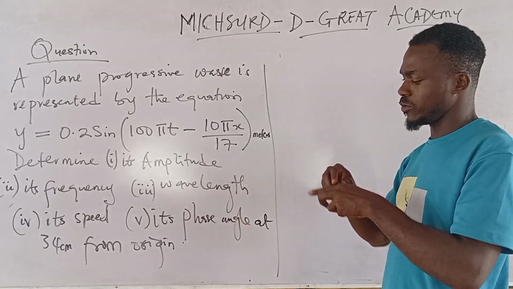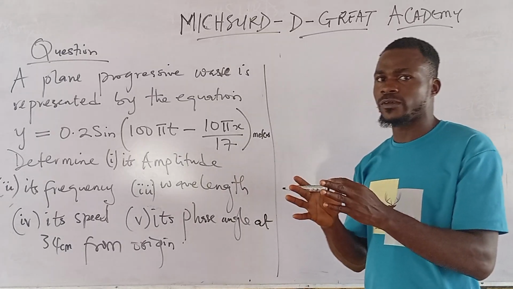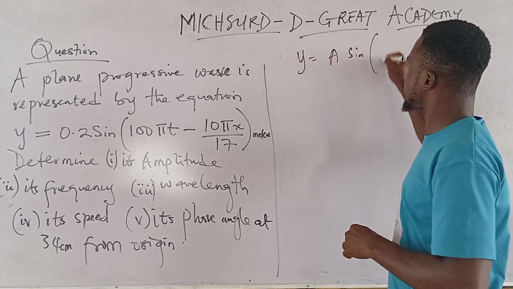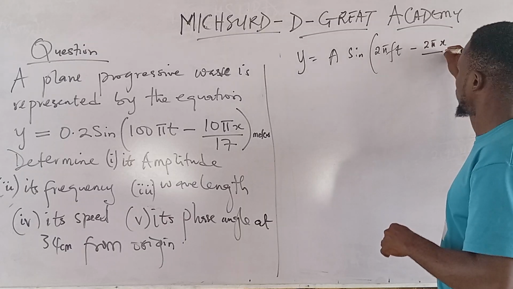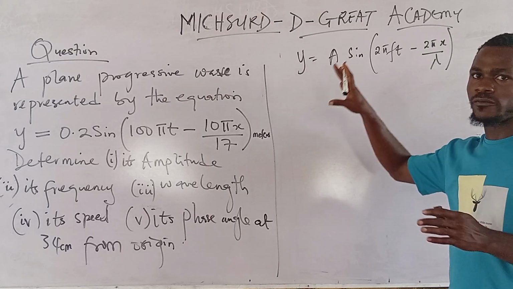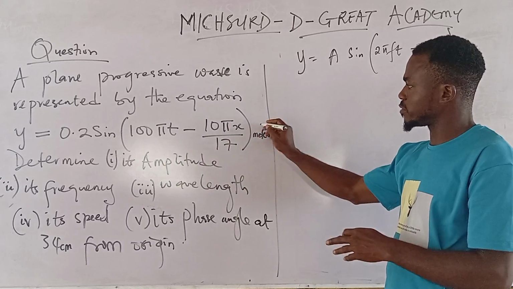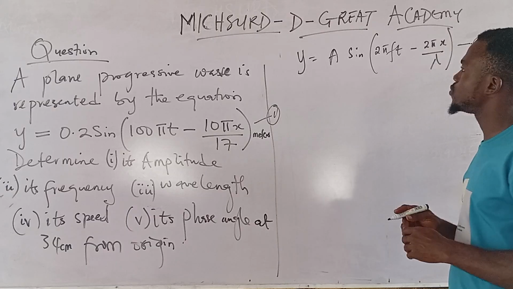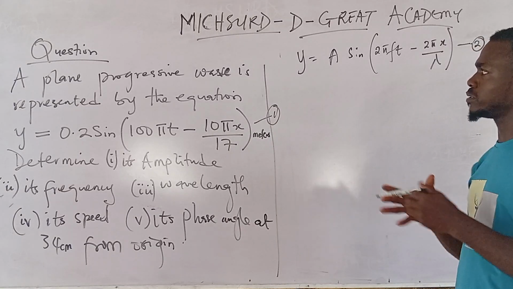Before we solve this, we have an equation that represents a traveling wave. The general equation for a traveling wave is given as y = A sin(2πft − 2πx/λ). So this gives us the general equation for a traveling wave. Now, for this progressive wave, we have the first equation here. I'll call this one equation 1 and this one equation 2. We are going to compare equation 1 and equation 2 and see what they give us.